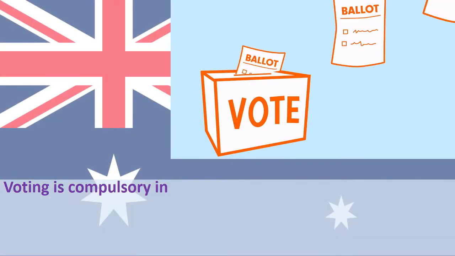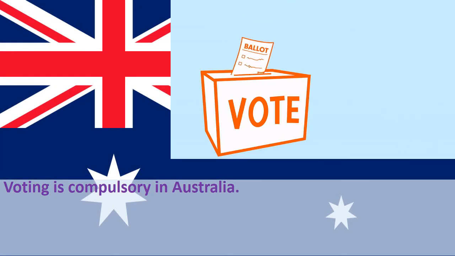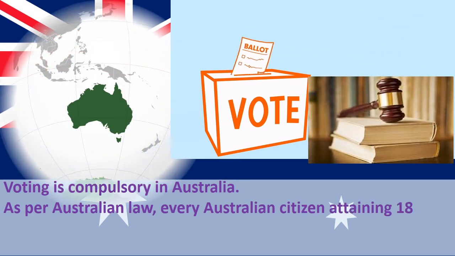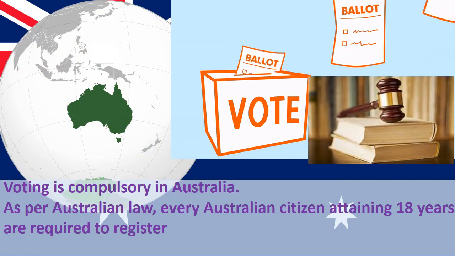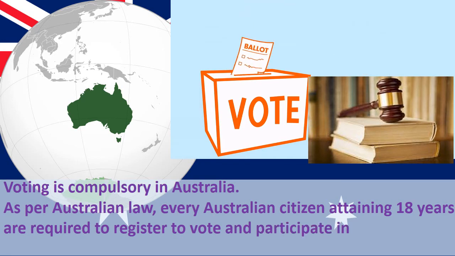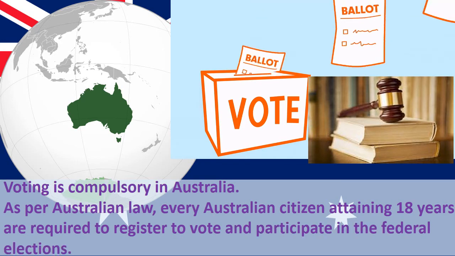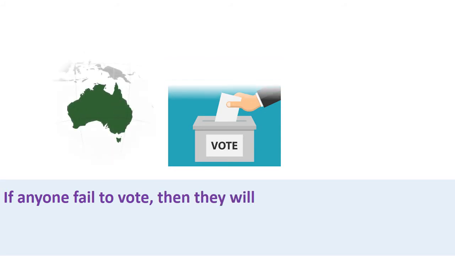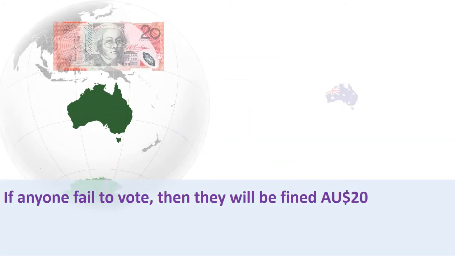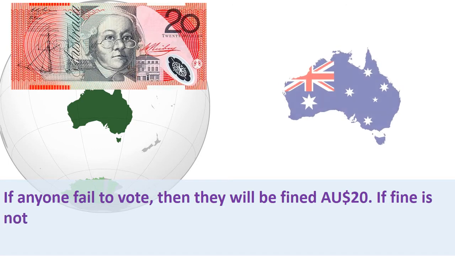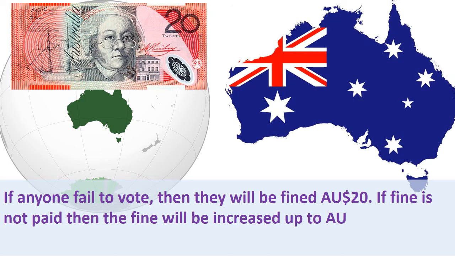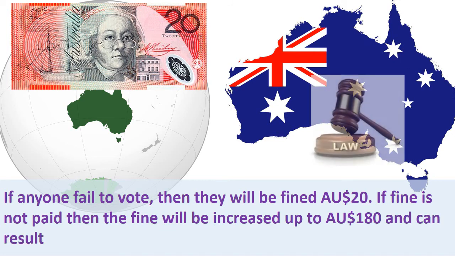Voting is compulsory in Australia. As per Australian law, every Australian citizen attaining 18 years is required to register to vote and participate in the federal elections. If anyone fails to vote, they will be fined $20. If the fine is not paid, then the fine will be increased up to $180 and can result in a criminal charge.